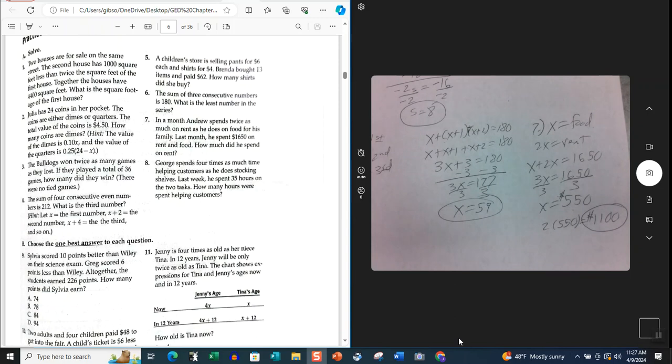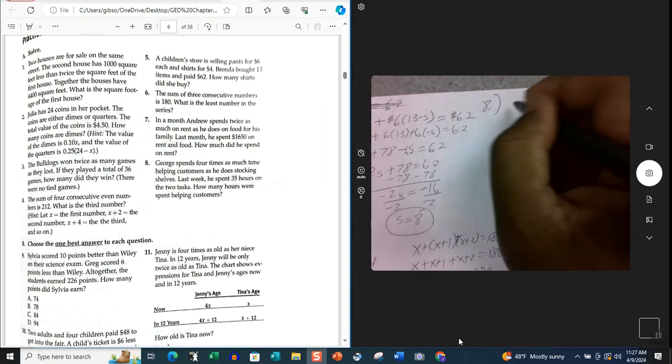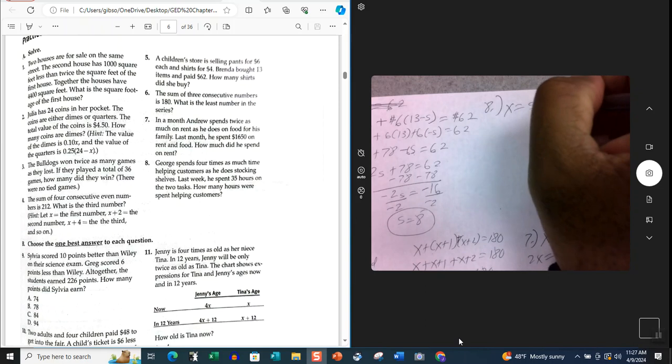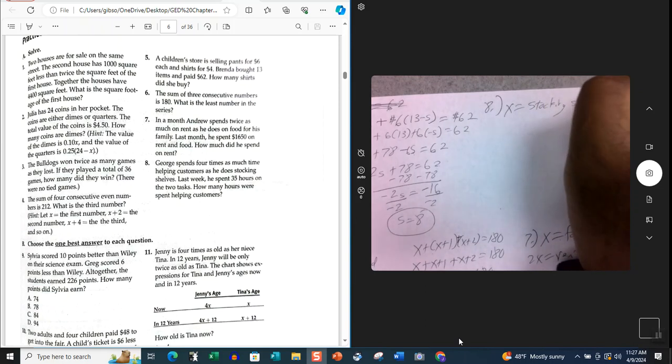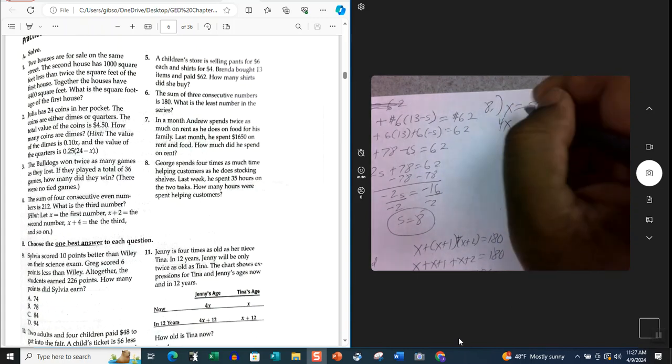Okay, now number 8. George spends 4 times as much time helping customers as he does stocking shelves. Last week he spent 35 hours on 2 tasks. How many hours were spent helping customers? Okay, so problem number 8. So we had x is equal to, let me see, 4 times as much time. Okay, that's stocking shelves. So that's x. And then 4x is helping customers.